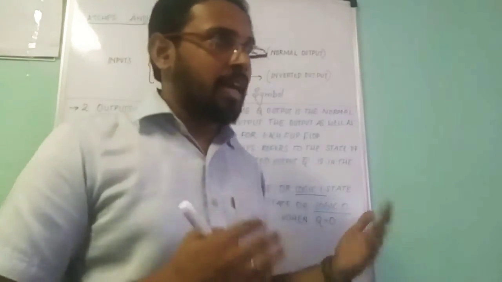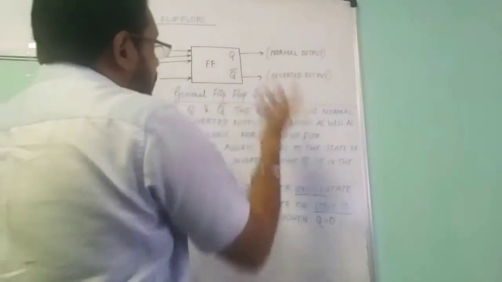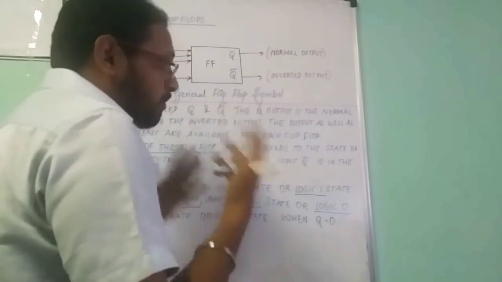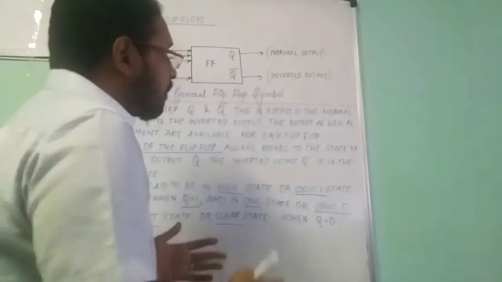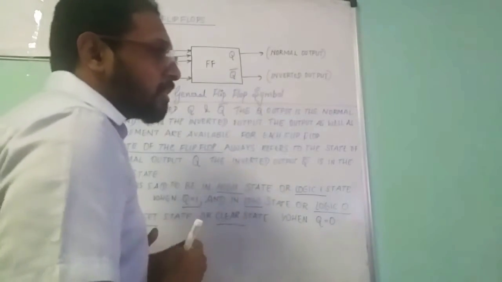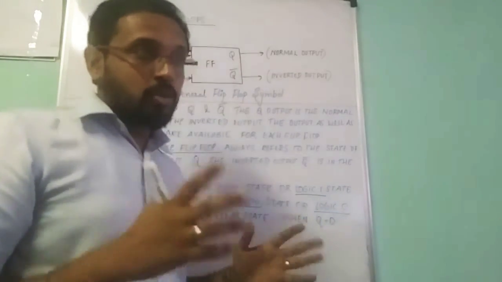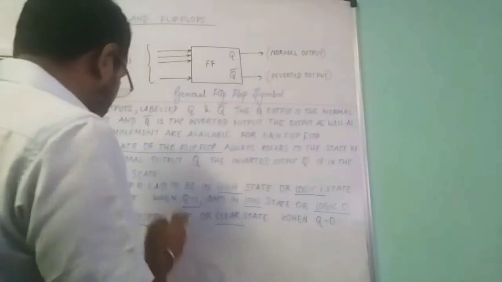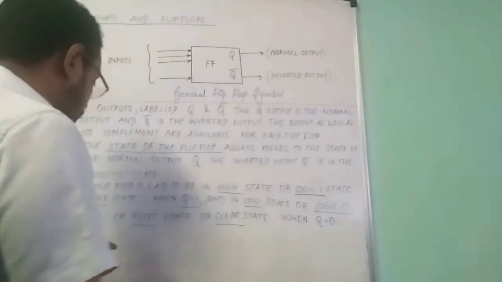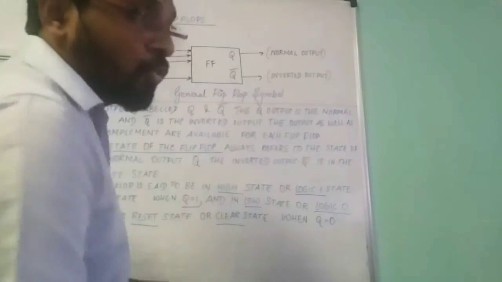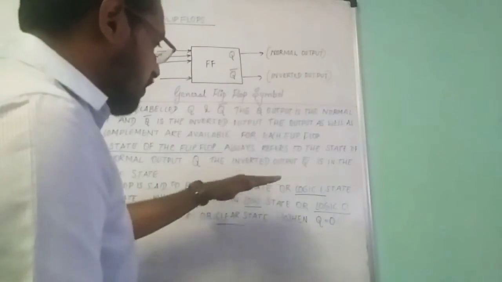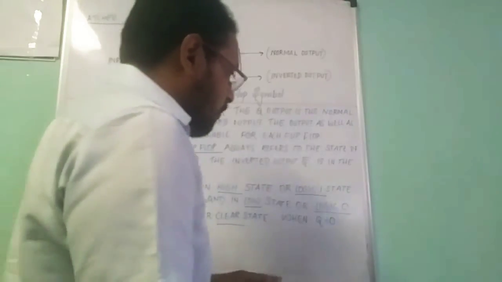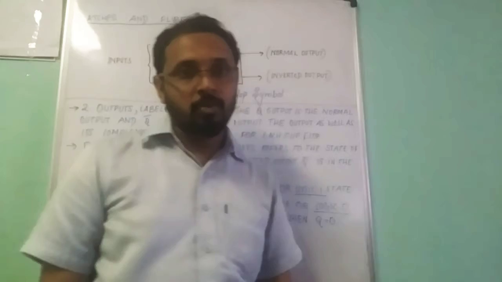Okay, and as you already know, if the normal output Q is 1, obviously Q bar will be 0. If the value of Q is 0, obviously Q bar will be 1. Okay, so understand this case also. When the flip-flop is said to be in high state, logic 1 state, set state, the value of Q will be equal to 1. And it's in low state or logic 0 state or reset state or clear state when the value of Q is equal to 0.